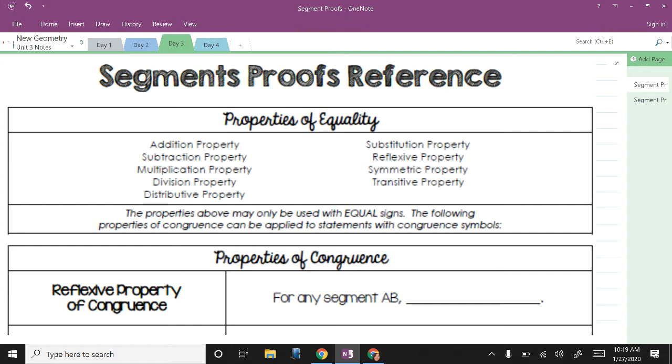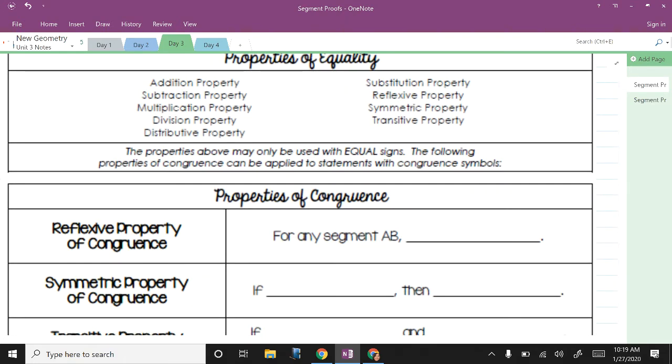Okay, so first we have the reflexive property of congruence. For any segment AB, what did the reflexive property do for us the other day? What did it say, basically? Something equals itself, right? So the reflexive property of congruence says that segment AB is congruent to itself, segment AB. Anything is congruent to itself.